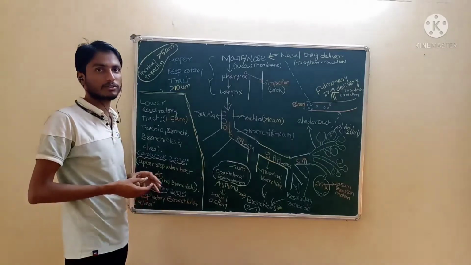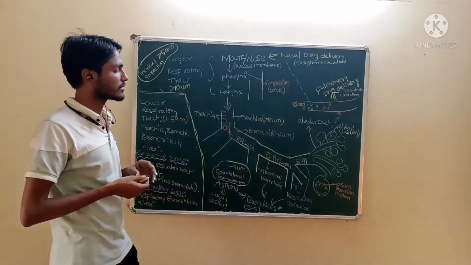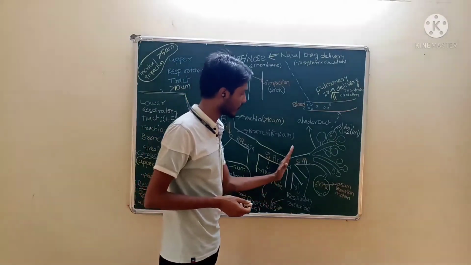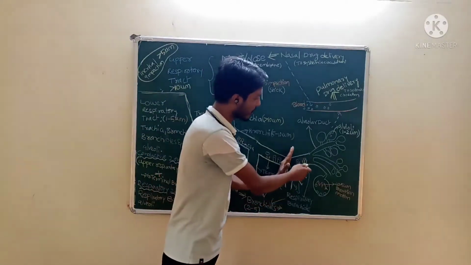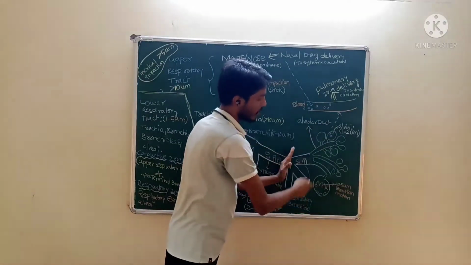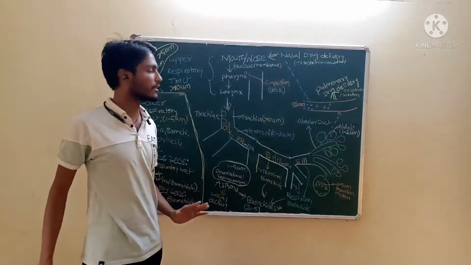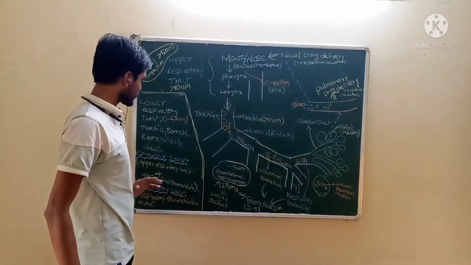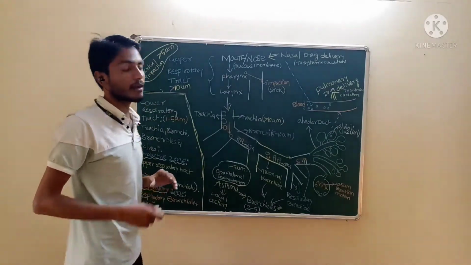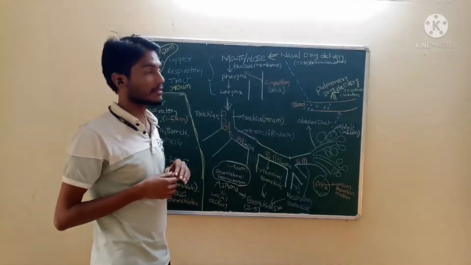Next one is the respiratory zone, where the exchange of gases will happen. The region is the respiratory bronchioles plus alveoli. This region we can call the respiratory zone. So this is about the anatomy of our respiratory system.